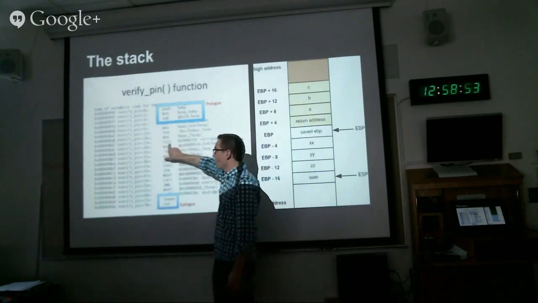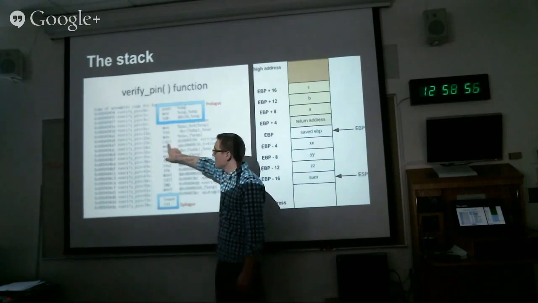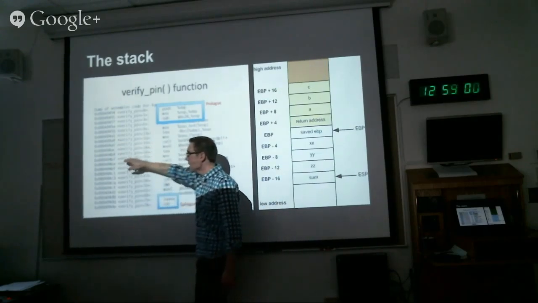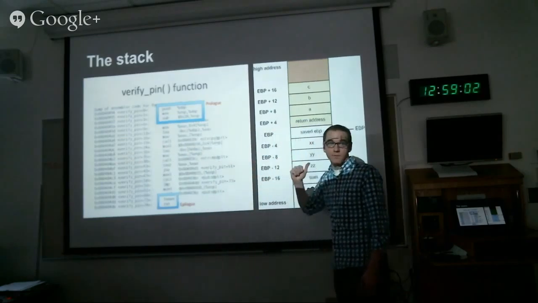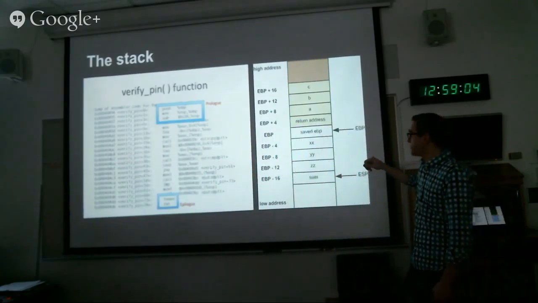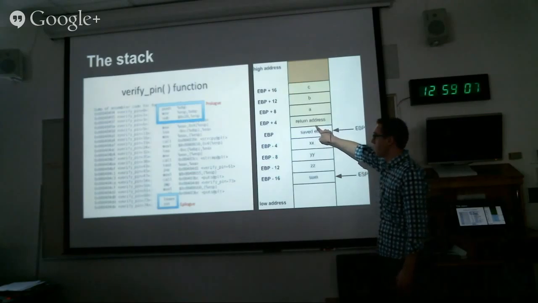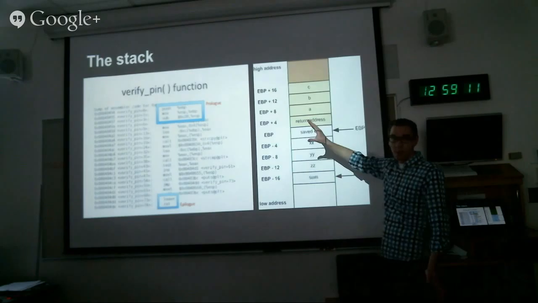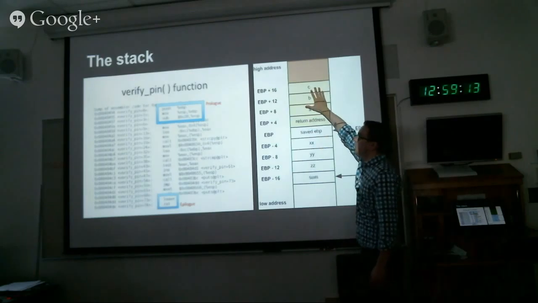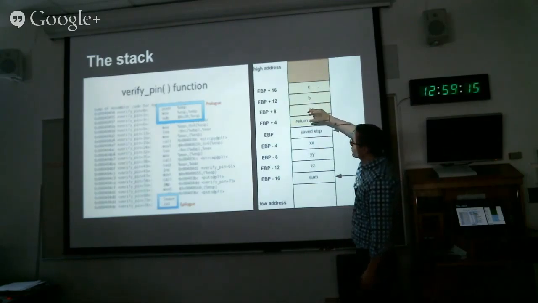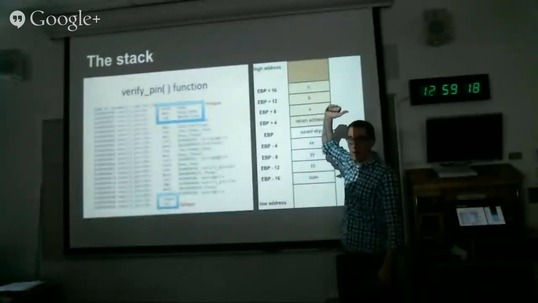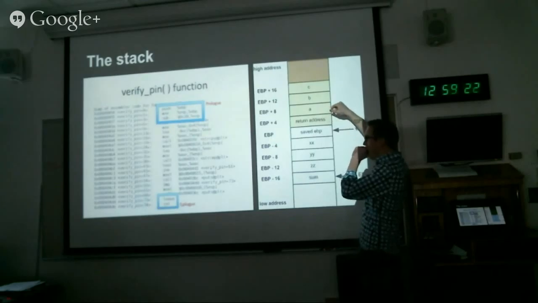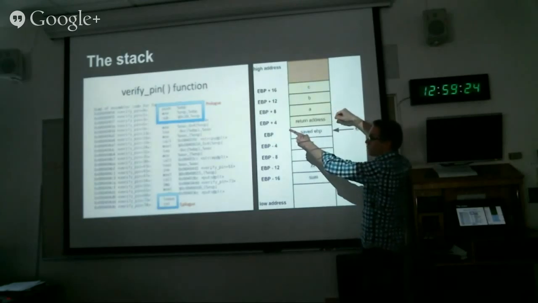So this call, what happens underneath is it takes the next address after the current instruction, and it pushes that onto the stack so that it can know where to go back to. So that's this return address, right? Let's say we're in main, and we call verify pin. We're going to push on the return address so we know how to get back to the instruction right after verify pin was called. And then we're going to do the prologue.